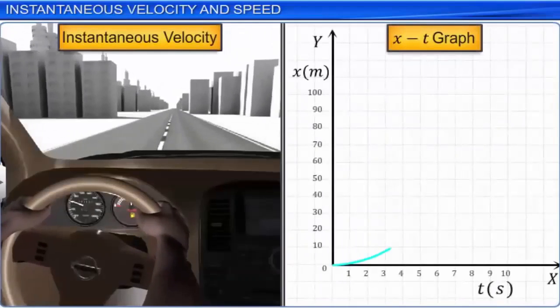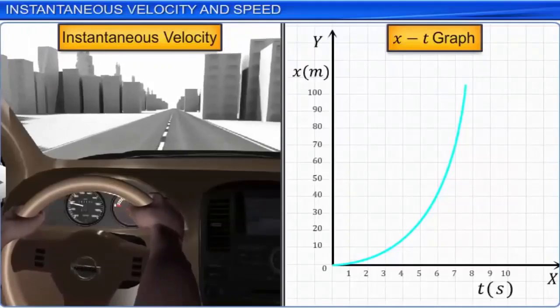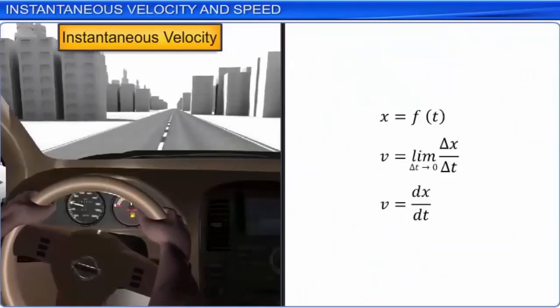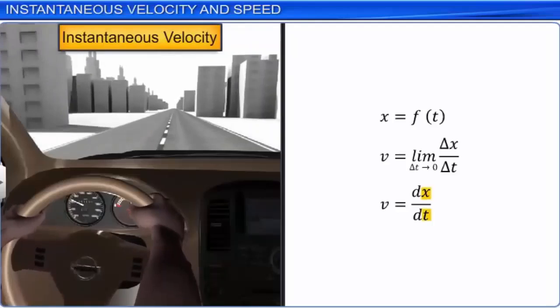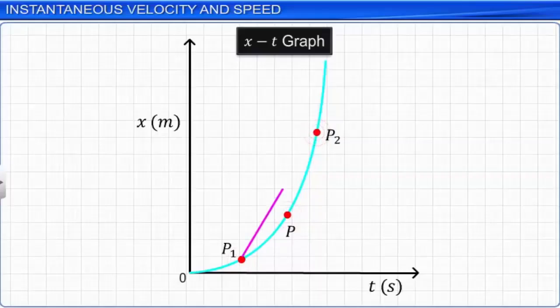We can obtain the value of instantaneous velocity either from the x-t graph or numerically using differential calculus if the relation between x and t is known for the motion. Let's understand how to calculate instantaneous velocity using an x-t graph. We first mark a point P on the graph at which the instantaneous velocity of the body has to be found. We mark 2 points P1 and P2 on either side of P. Join points P1 and P2. Find delta t and delta x.